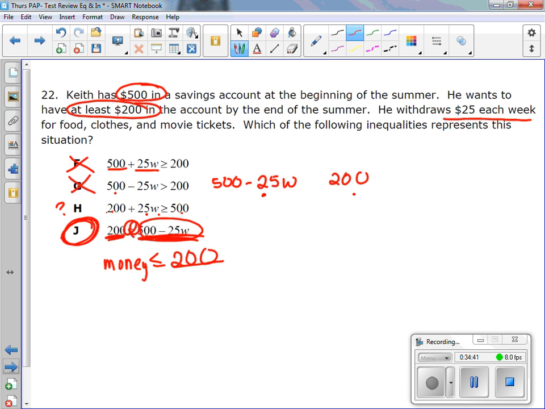This one says the money we have left, the money we want to have, plus the money we spent should be greater than or equal to 500. You can't have what you spent and what you have left be greater than what you started with in the first place. So that one is out.